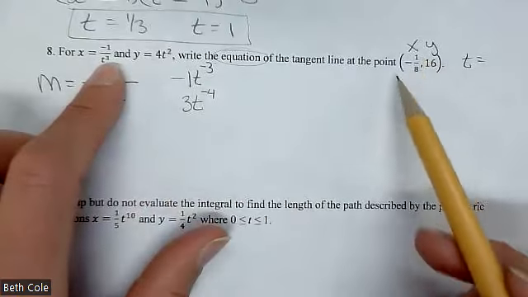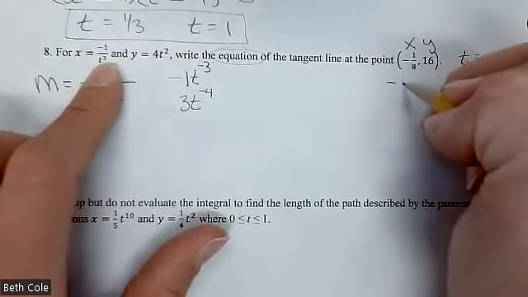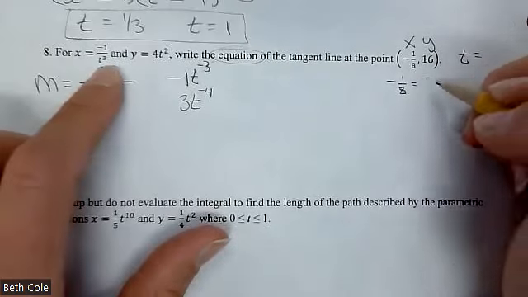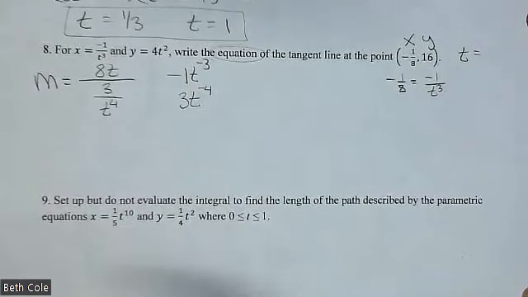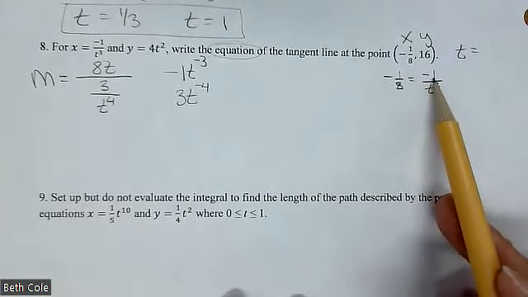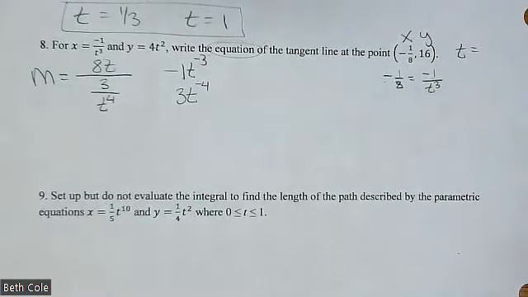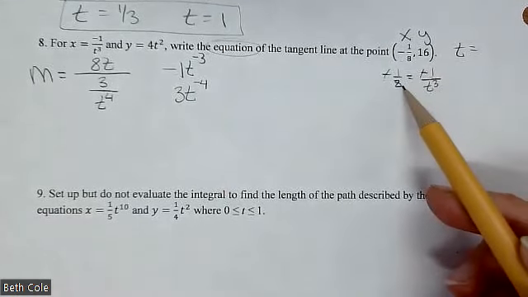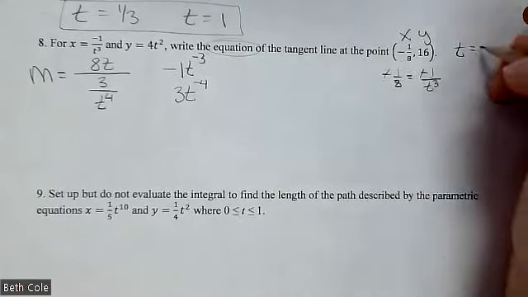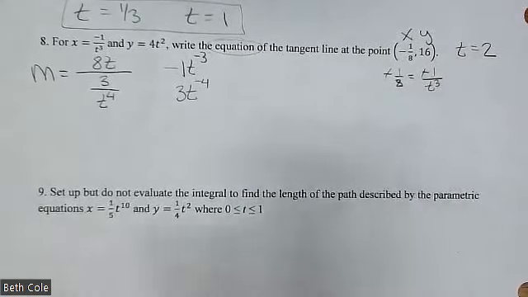So what was x? -1/8. I'm going to take -1/8 and set it equal to -1/t³. That looks scary, but it's actually not too bad, because what's going to happen? What happens to the negatives? Yeah, they cancel. And what cubed gives you 8? 2. So t is 2. So it looked kind of scary, but it actually wasn't that bad. There were negatives and fractions, which I know are the 2 worst things in the world.